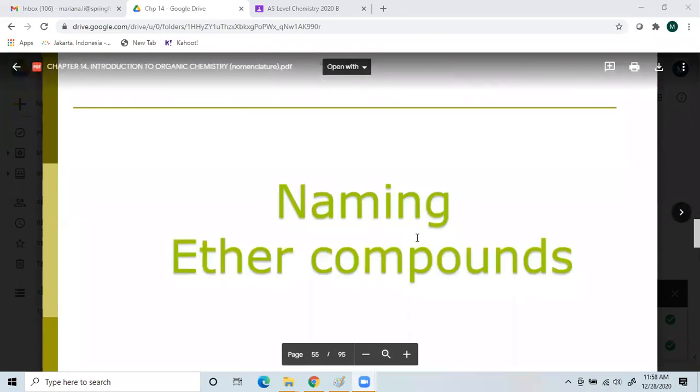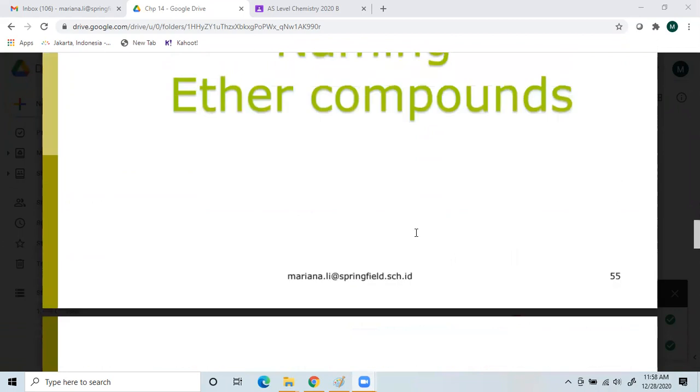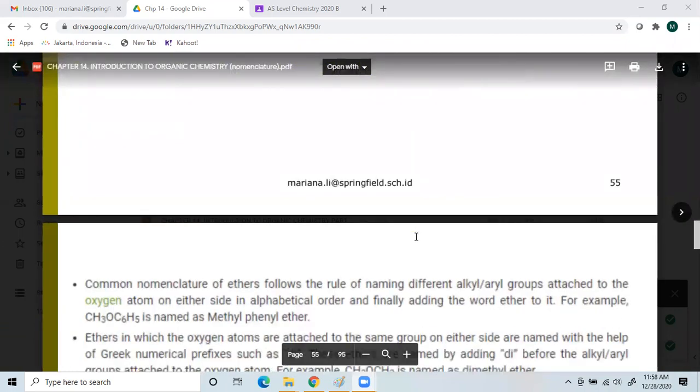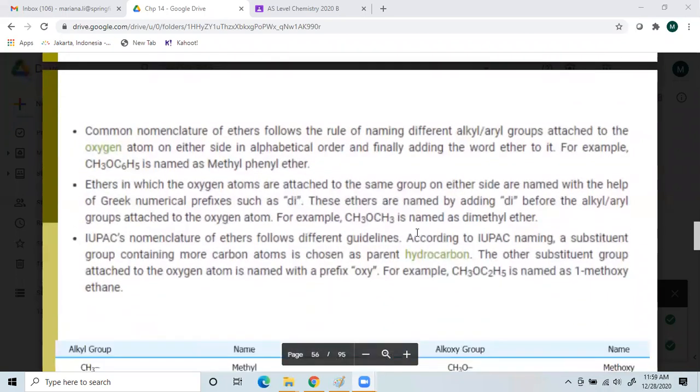Okay, that's about the alcohol group. Now we'd like to see about ether. Ether has the functional group ROR. Okay, so two R groups with an oxygen between them. The common nomenclature for ether is alkyl ether.